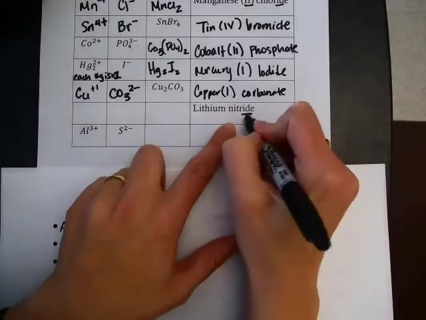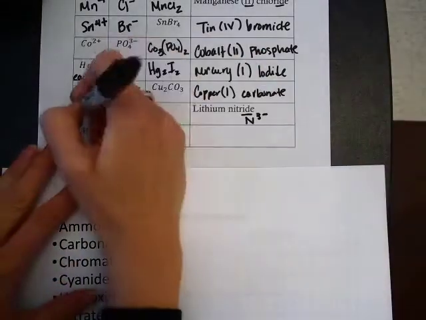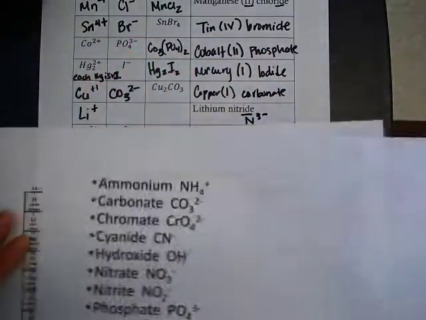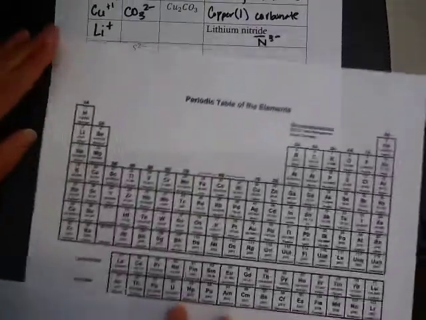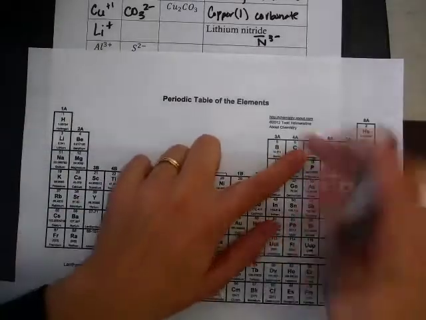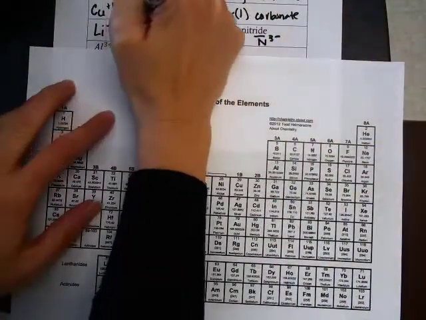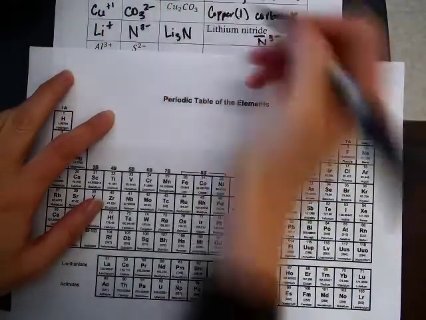All right, lithium nitride. Nitride, -ide, means it's from the periodic table. It's nitrogen, which is in the -3 column. Lithium is a +1. So Li3N.